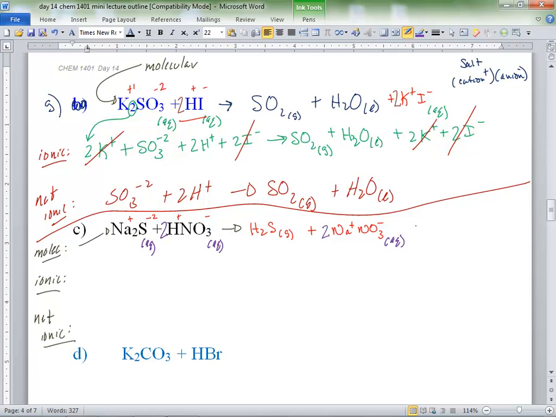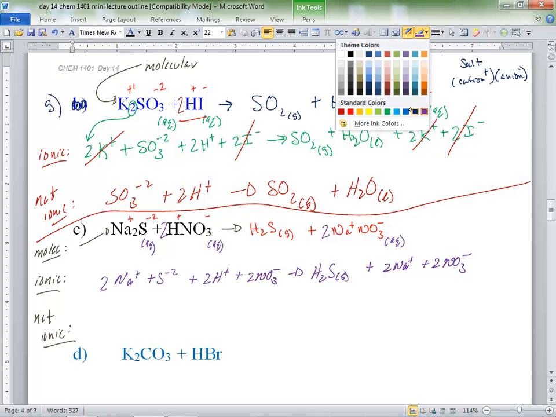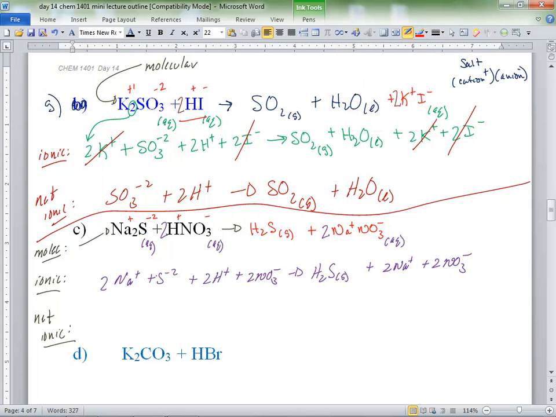So keep going. If you got the sodium sulfide one done, keep going. See if you get the same as me here. 2 sodiums and a sulfide would give me, break up that acid because it's strong. I need 2 nitrates. Don't break up gases or liquids. See what we can get to cancel here. That guy's gone. That's gone.